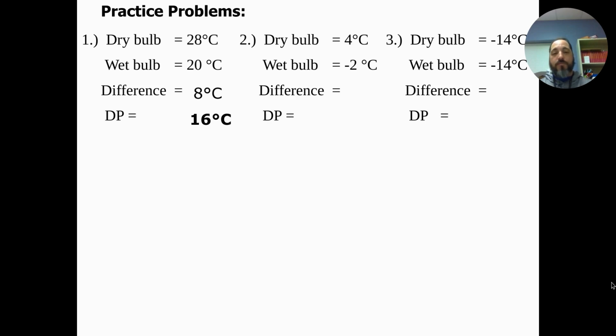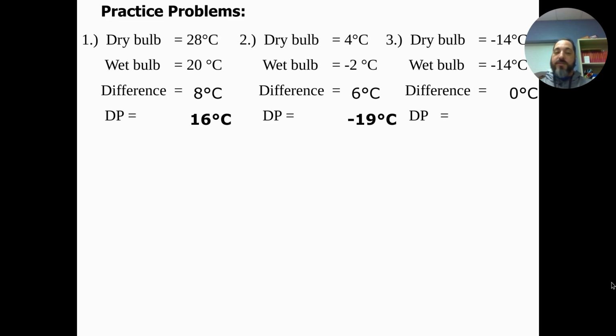Let's try this other one. 4 and -2. My difference was 6, and the dew point popped up there. You're going to end up with a dew point temperature of -19 degrees Celsius. All right, last one, -14, -14.